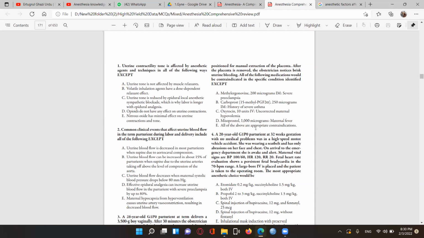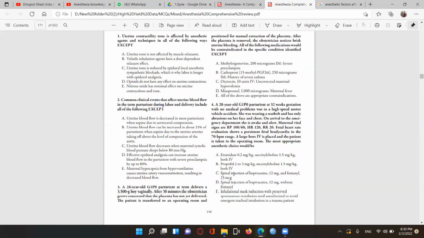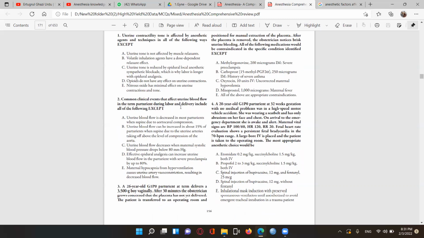Okay, what about hypoxia? Hypoxia will decrease the uterine blood flow, sir? Yes. Any sympathetic stress, use of vasopressors, like any factor which is causing stress, okay. Sir, spinal anesthesia. Spinal anesthesia with hypotension, okay.